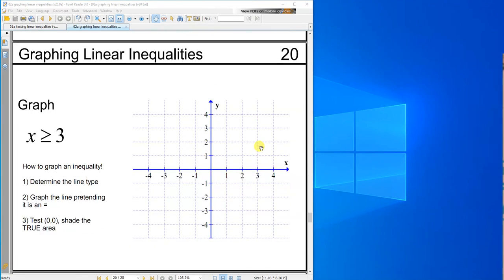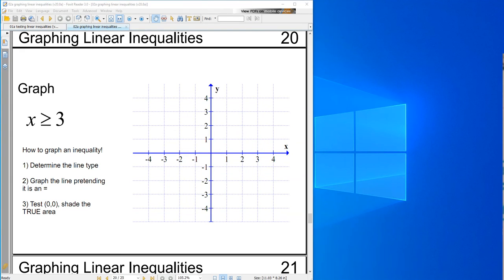Okay, we got this. Let's graph this line, solid or dashed, solid, at x equals 3. So it's a vertical line going through x equals 3. And now let's test 0, 0. 0 is greater than or equal to 3. Is that true or false? 0 is greater than 3. This is false. So this point is false, which means everything over here is the true area.